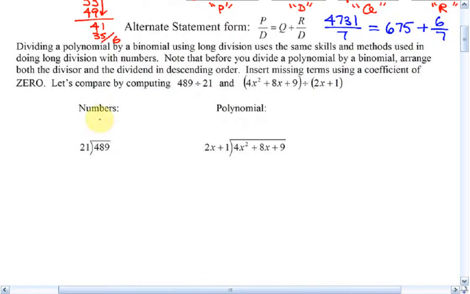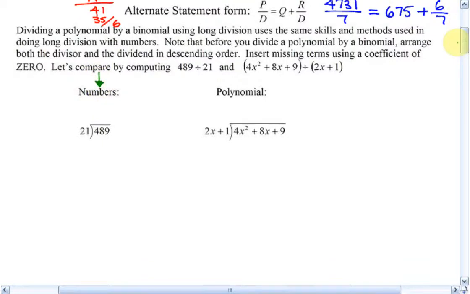Let us go ahead and do the numbers first. So once again, let's go back to good old elementary school. I won't make you sit on the carpet, but we'll do this. 21 divided into 489. How do we do this? Well, 21 doesn't go into 4, so we'll take the 48. 21 goes into 48 how many times? 2, good. And then, of course, you would do 21 times 2, which would be 42. And we'll put that underneath. And then we'll subtract to give you 6. Then we'll bring down the 9.